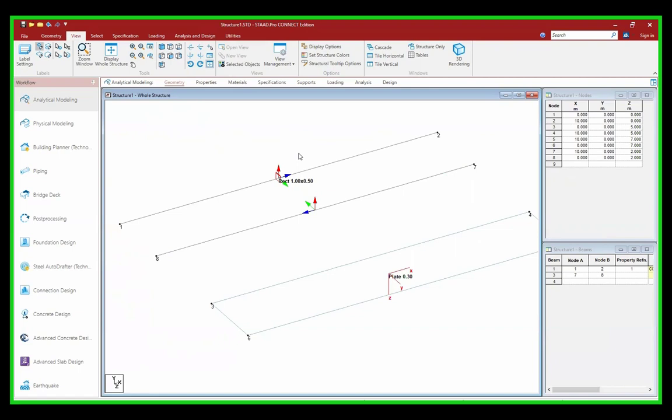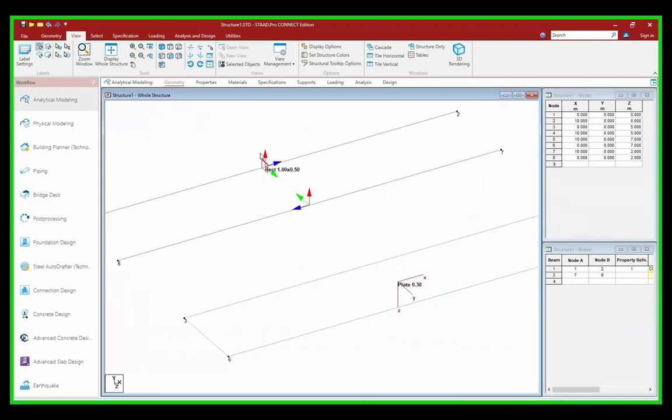And one more point here, to understand the result, it always follows the right hand thumb rule. So always remember, we have to follow right hand thumb rule if you are understanding any output result from the STAAD.Pro, which are again based on the local axis. I hope it is clear.